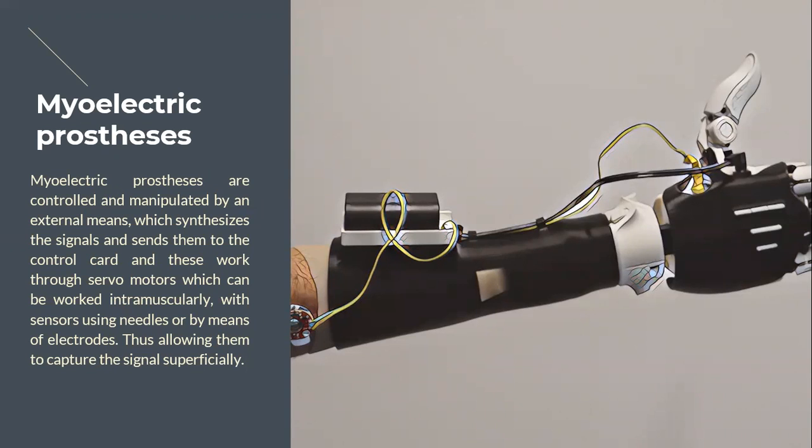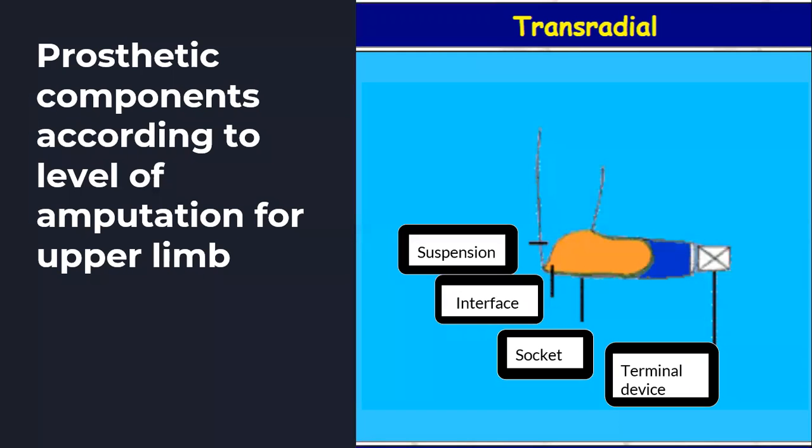Myoelectrical prostheses are controlled and manipulated by an external means, which synthesizes the signals and sends them to the control card, and these work through servo motors, which can be worked intramuscularly, with sensors using needles or by means of electrodes, thus allowing them to capture the signal superficially. The prosthetic components, according to level of amputation for the upper limb, are composed of the suspension, the interface, the socket, and the terminal device.